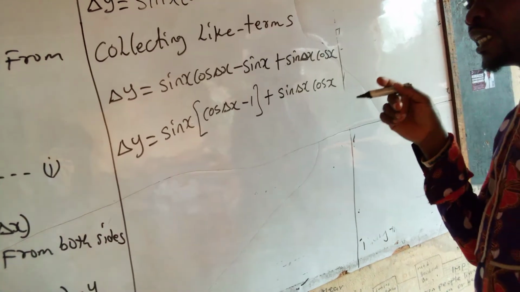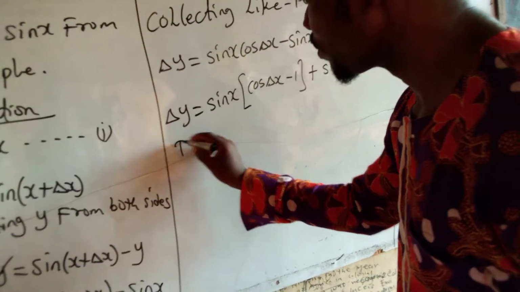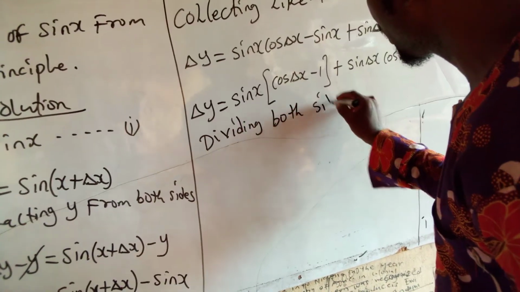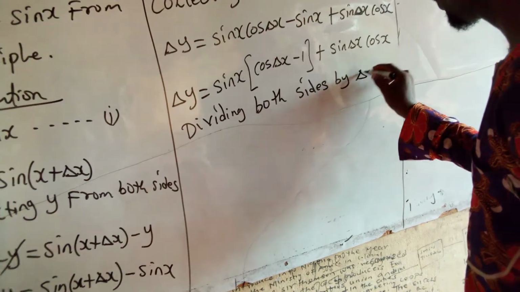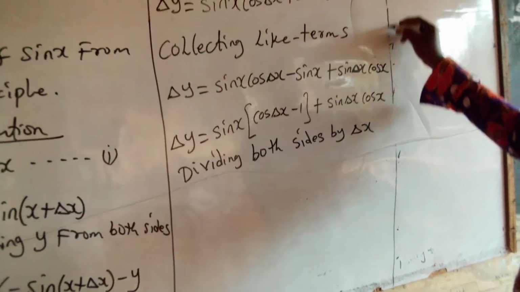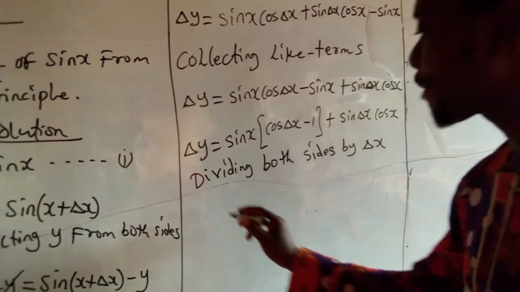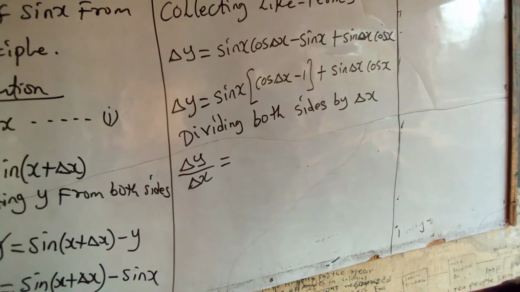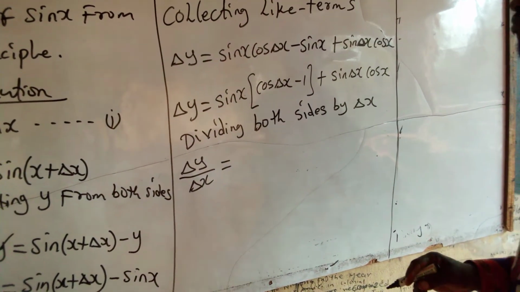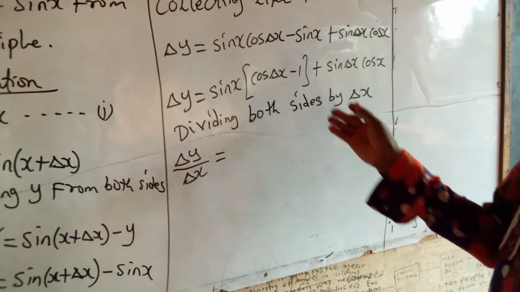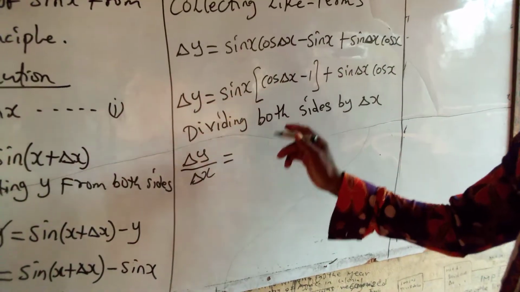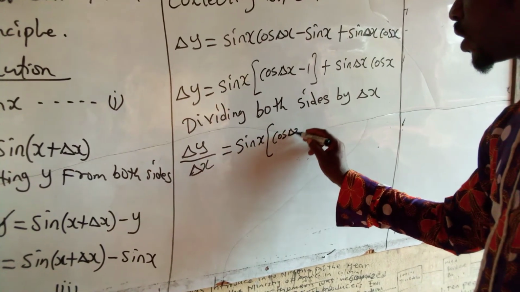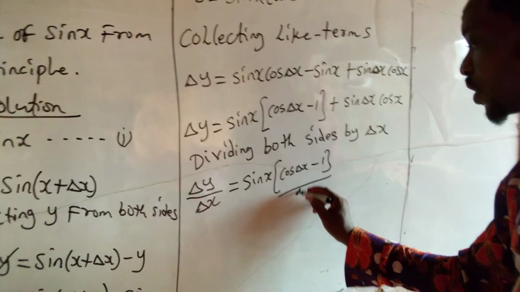The next step is you divide both sides by change in s. So you write dividing both sides by change in s. When you divide both sides by change in s, we are going to have change in y over change in s. If you come to any term, try to divide that side that has change in s. So if you come here, you have sine s into cos of change in s minus 1. So I will divide this by change in s.